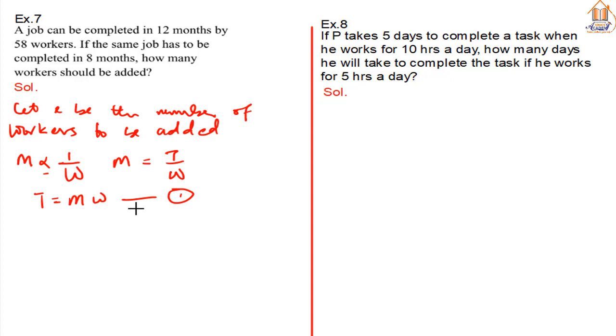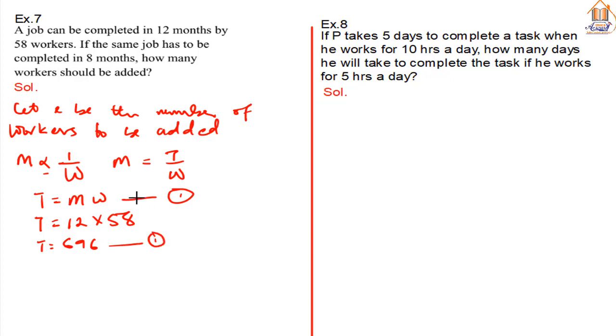Now, from the same equation, we know that our T is going to be 12 months, which is 12, times our number of workers, which is 58. Now, what are we going to have? If we have 12 times 58, it's going to give us 696. So we have our T is equal to 696. Let's call this equation 1.